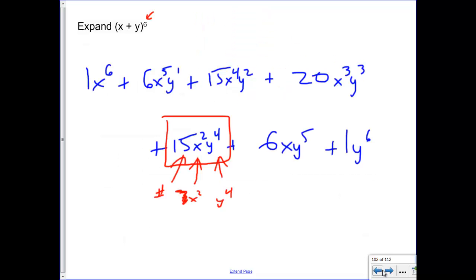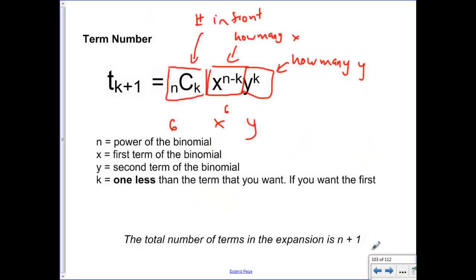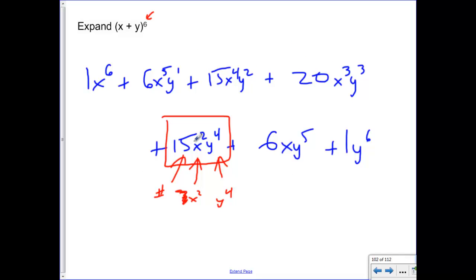X is the first term of the binomial, which was x. It's not always x. Sometimes it's a or b or something else. Y is the second term of the binomial, so that's why I left them as x and y. This is the hardest part to wrap your head around. K is 1 less than the term you want, because of the way the 0 works.